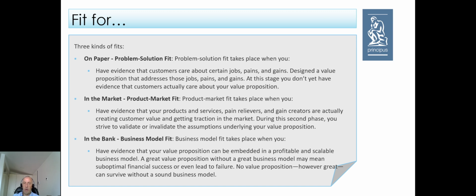On paper fit, or we can also call it problem solution fit, happens when you think you have found a solution for important customer problem. In the market fit, or we can call it product market fit, happens when you get some feedback from the customer that you are actually creating some value for them. And in the bank fit, or we can call it business model fit, happens when you are able to monetize your problem-solving ability.